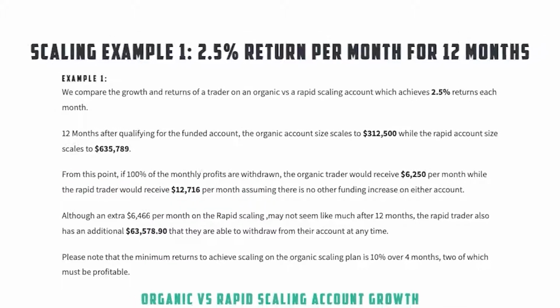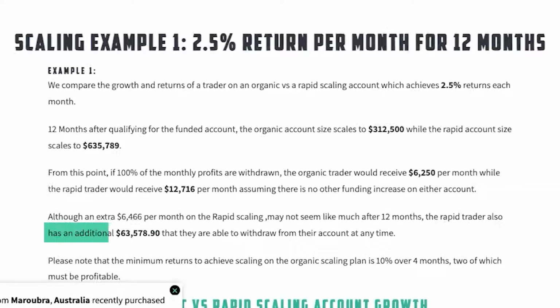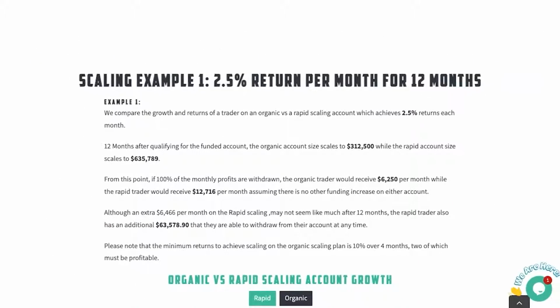Now, $6,466 per month extra doesn't really sound like a whole bunch after 12 months, but consider the rapid scaling plan has also accumulated $63,578.90 in their account that they're also able to withdraw at any point in time. Now, if they withdrew that amount, their account size would be scaled right back down to the initial amount.